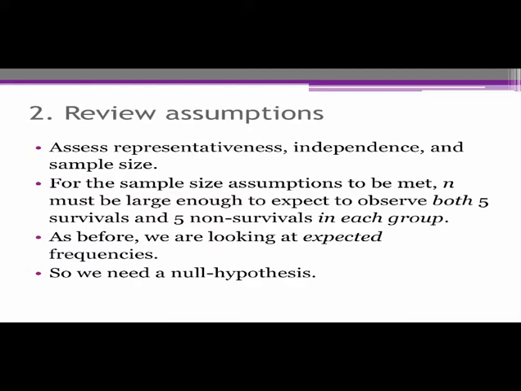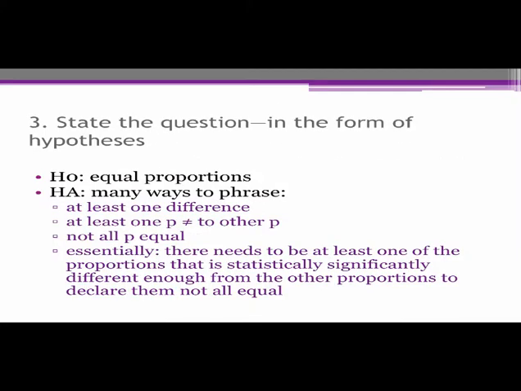So how do we pick a null hypothesis? There are actually many ways to state the question. The basic way is that we have equal proportions across the rows by treatment group. At least one difference could be the alternative. At least one P not equal to the other P could be the alternative. Not all P equal. But really what we're testing is either equality across the rows or that there is a difference somewhere large enough for us to say that they are not all equal. And I don't mean that we've taken the overall and divided it by 10 here.